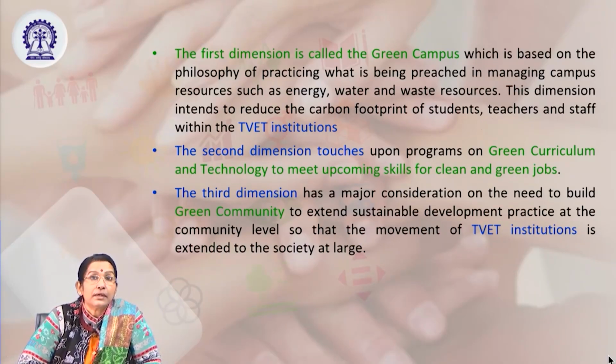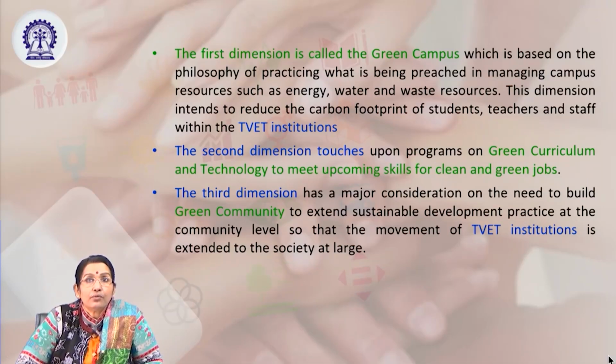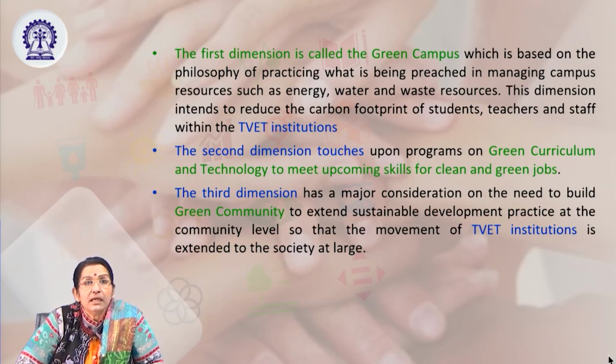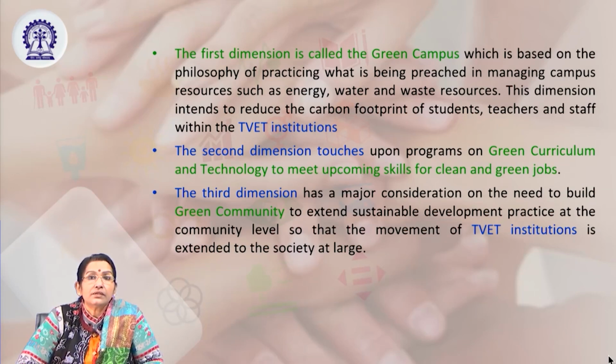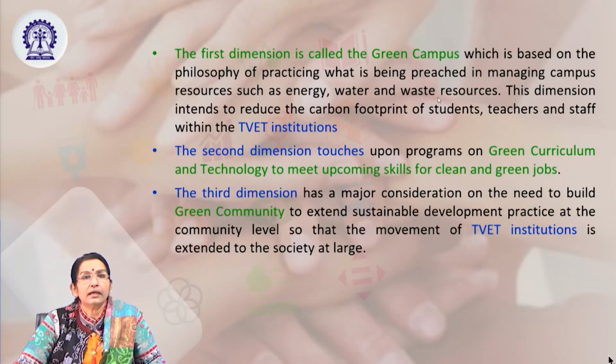The first dimension, green campus, is based on the philosophy and practice of how to manage the campus with resources such as energy, water, waste resources, and how to reduce the carbon footprint. The second dimension is green curriculum and technology to meet the upcoming skills for green jobs and clean jobs. The third dimension is the green community, to extend the sustainable development practice at the community level, so that the movement of the TVET institution is extended towards society at large.